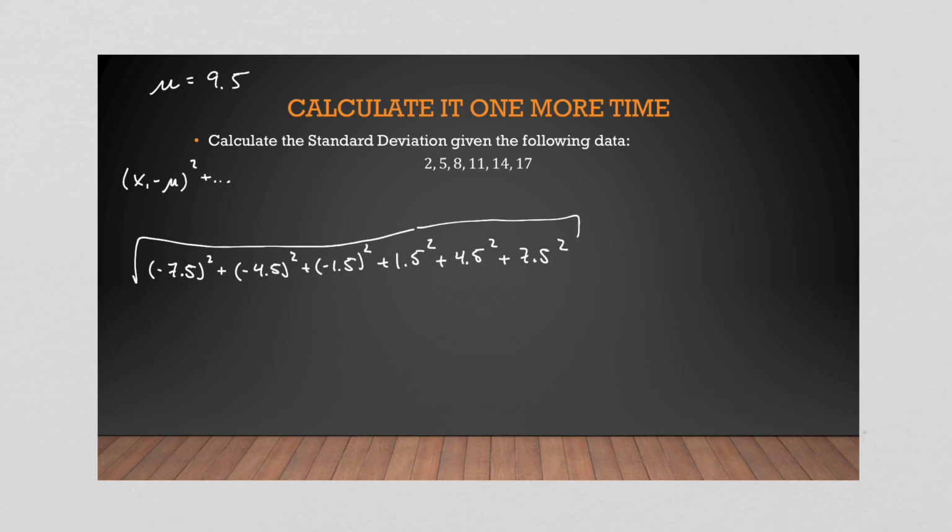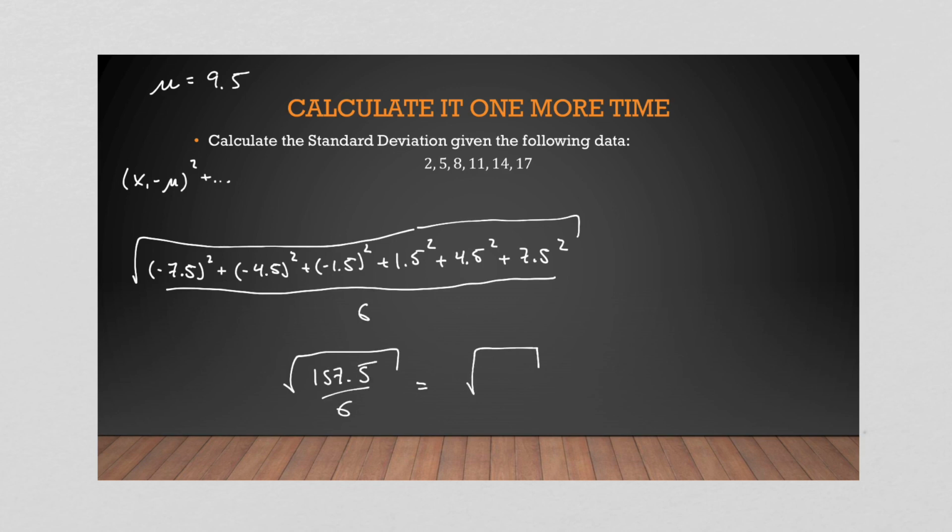So that's our data. If we square all that data, and remember that is then going to be divided by 6. So if we square all that data and add it together, we get the square root of 157.5 over 6, which simplifies to the square root of 26.25, which then comes out at a standard deviation of 5.1. So this is a rather small standard deviation. Our normal curve would be relatively steep because our data is not overly spread out, but there it is.